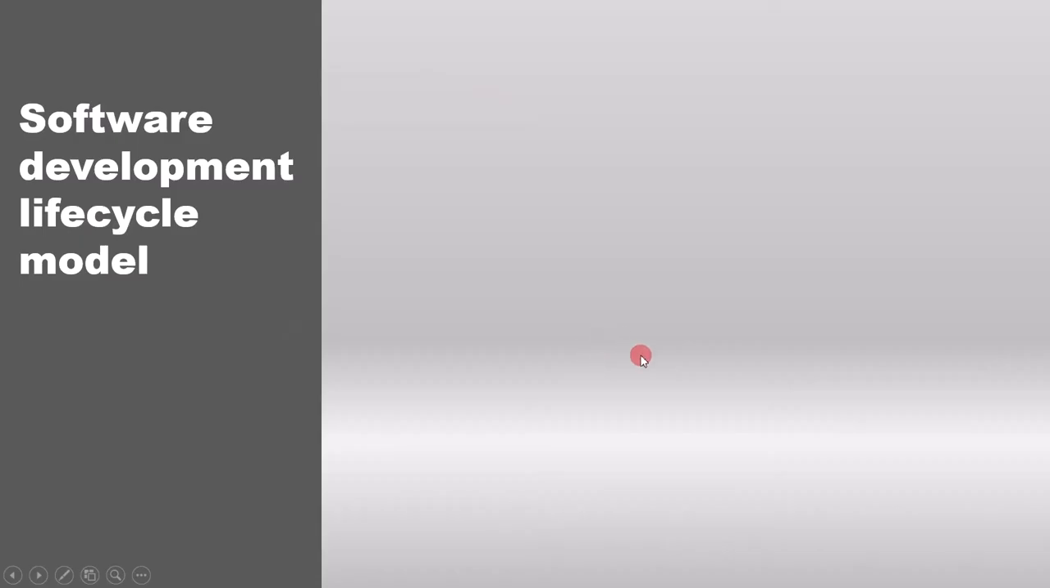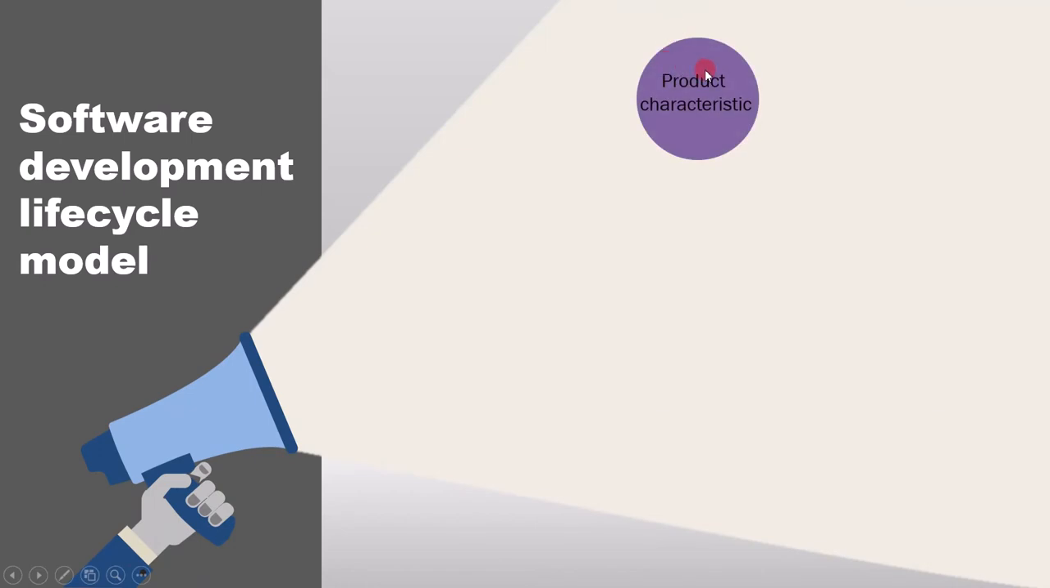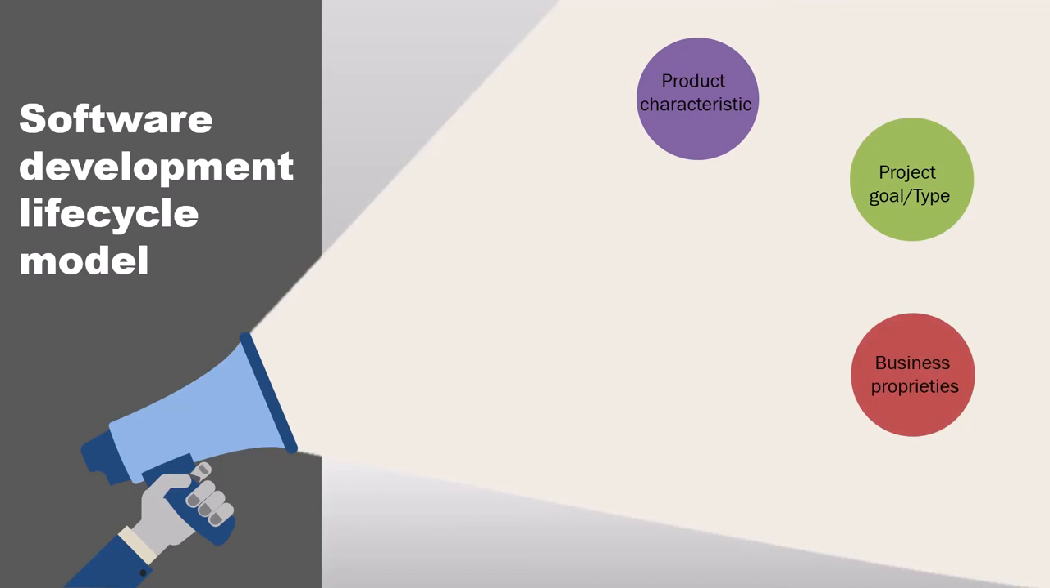Most of the factors which we are going to see now are already covered in Chapter 1. Here, I will just quickly go through it. The first factor is product characteristics, such as what product do you want to build. Based on that, you will decide which development model you choose. The next context is project goal and type. The goal of your project will also influence the decision of model selection. After that is business properties. This talks about the kind of resources you have, the type of organization you are working on.